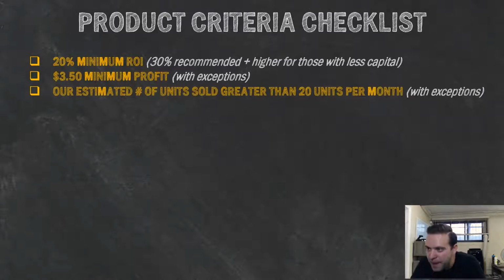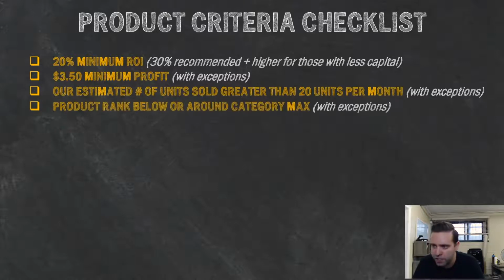Next, our estimated number of units sold should be greater than 20 units per month, with exceptions. You guys, again, know how to check that. That is the total number of competitive sellers plus us, and you take the total number of sales estimates and you divide that by the number of competitive sellers plus us, and that'll give you a rough estimate of how many units we are selling. And a good place to start is you want to buy items that will sell more than 20 units per month minimum. Again, there are exceptions, but that is our starting point.